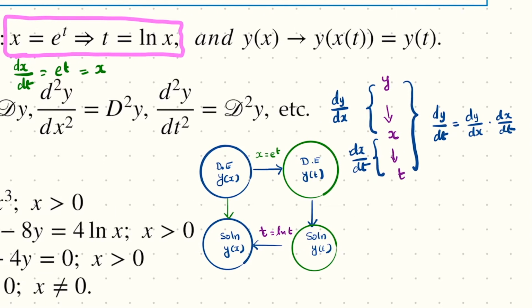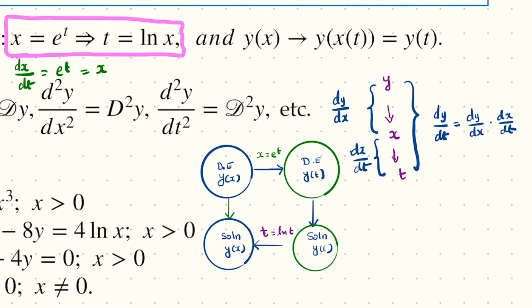So ladies and gentlemen, if I go back in here, I have dy over dt equals dy over dx times x. In other words, dy over dt is equal to x times dy over dx. I want you to pay attention to this. We'll come back to it in a moment. So that's what we have.